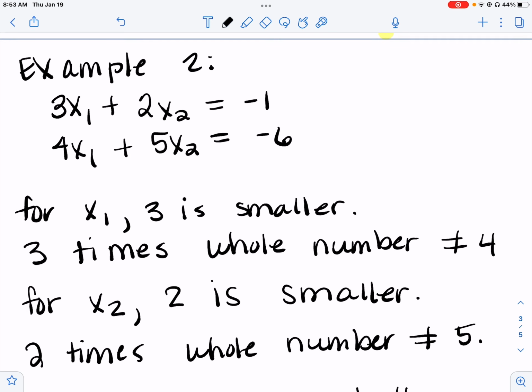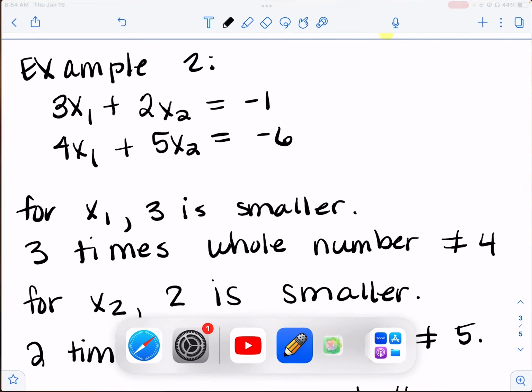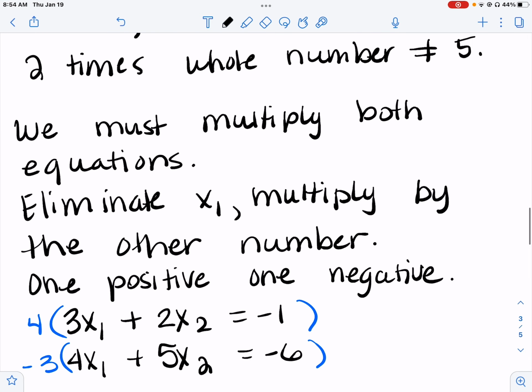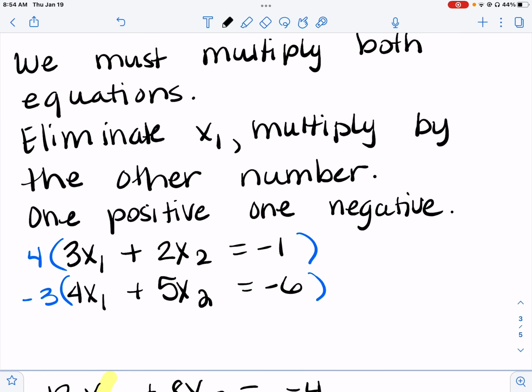Example 2. For x1, 3 is the smaller number, but 3 times a whole number doesn't equal 4. For x2, 2 is the smaller number. 2 times a whole number doesn't equal 5. So what will we have to do for this? We must multiply both equations.